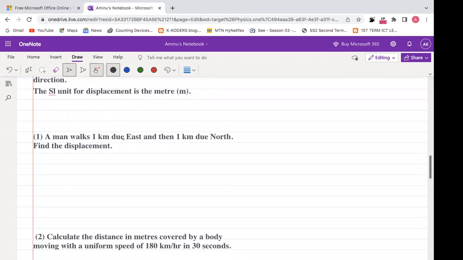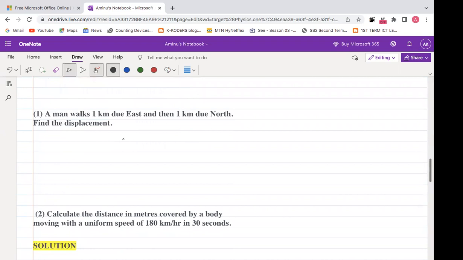Now let's see an example here. The example says, a man walks 1 kilometer due east and then 1 kilometer due north. We should find the displacement.